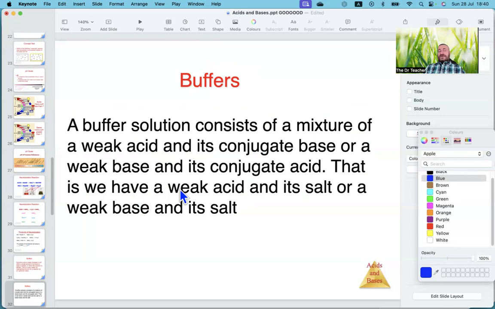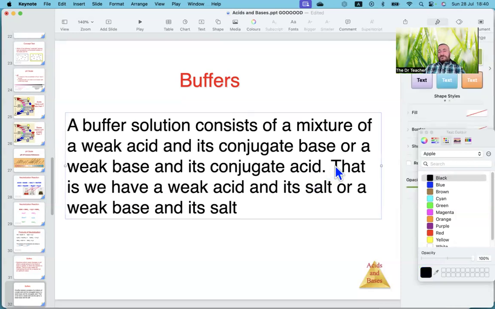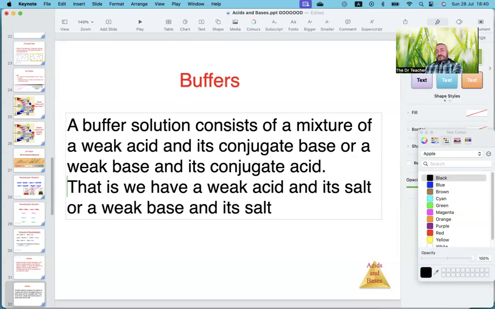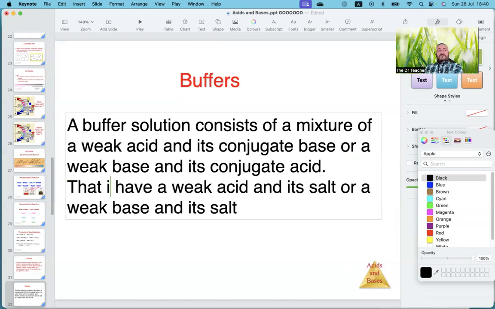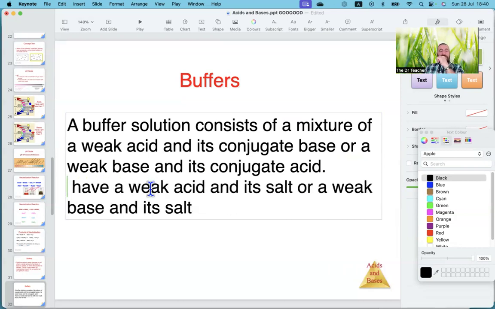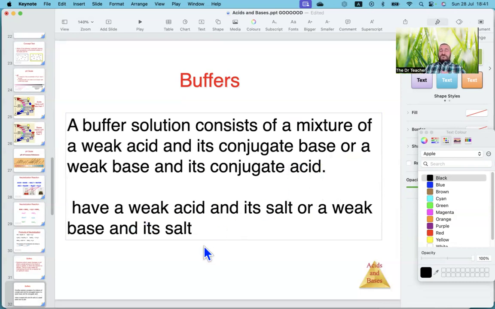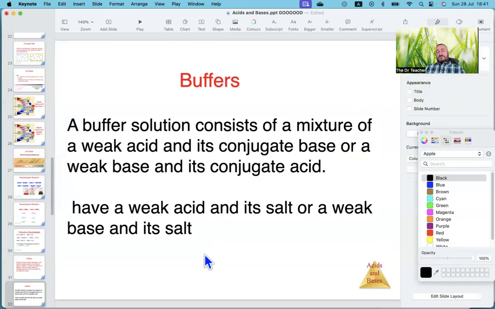So that is, we have a weak acid and its salt, or a weak base and its salt. Now, it's like we have the weak acid with its salt or weak base with its salt.